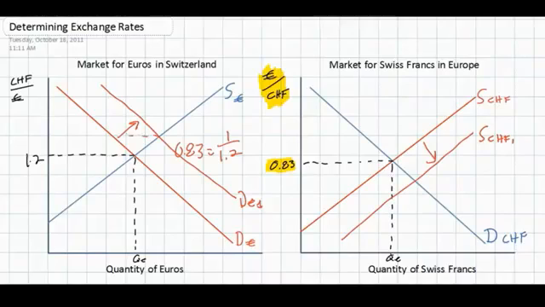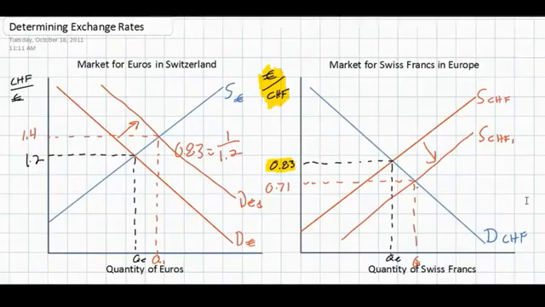Therefore, anything that causes an appreciation of the euro to 1.4, let's say, will cause a depreciation or a decrease in the value of the franc. The new exchange rate for the Swiss franc, if the value of the euro is now 1.4 francs, will simply be 1 over 1.4, which equals 0.71. So, an appreciation of the euro caused by an increase in the demand for euros results in a depreciation of the Swiss franc caused by an increase in the supply of Swiss francs in Europe.